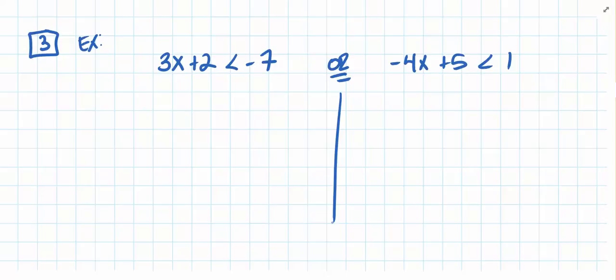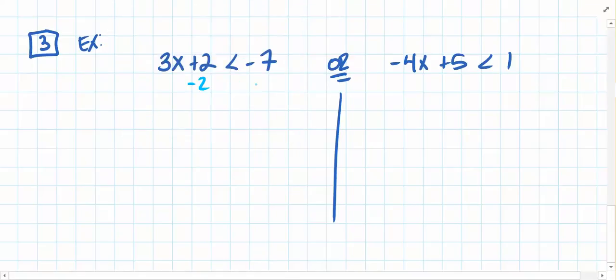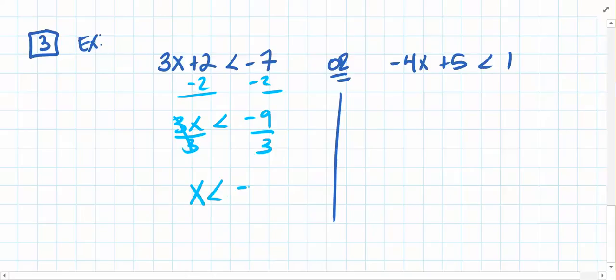So I'll change colors here. So we're going to subtract 2. I think that's a good idea for the first part. So we're going to have 3x is less than negative 9. I'm going to divide by 3 on both sides. So I'm going to get x is less than negative 3. You guys agree with that part? Did I do that right? Yes, you guys agree.